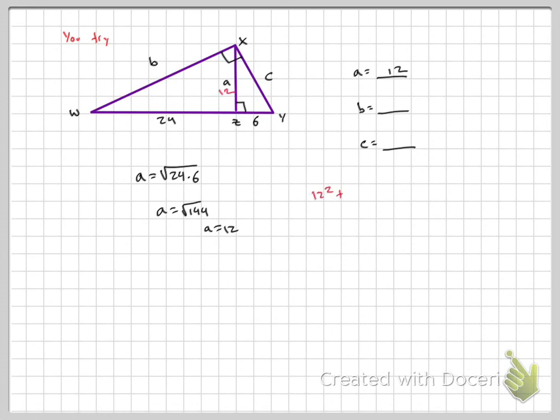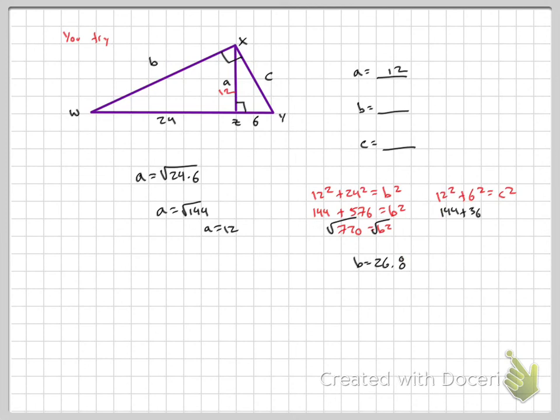12 squared plus 24 squared equals B squared. And then my other equation would be 12 squared plus 6 squared equals C squared. 144 plus 24 squared is 576. 576 plus 144 is 720. Square root of 720 is 26.8. So B equals 26.8.